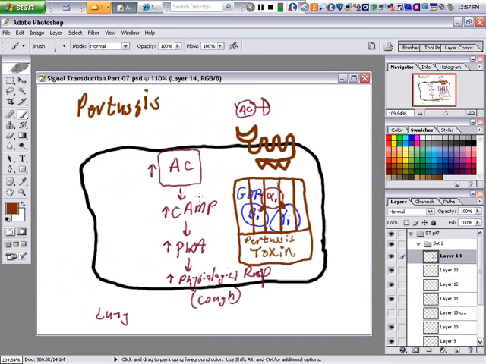And that's how pertussis toxin works. Does it make sense? So pertussis toxin keeps the GDP from becoming GTP. Exactly. Block the AC. See, with the pertussis toxin, it keeps the G protein off. Cholera toxin keeps the G protein on. So you can think about it that way.